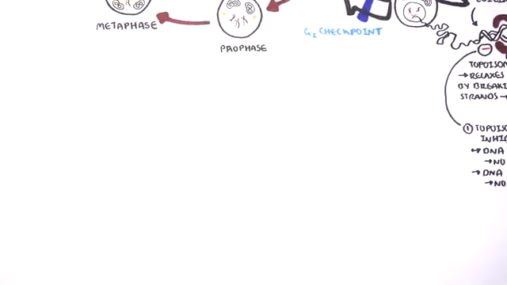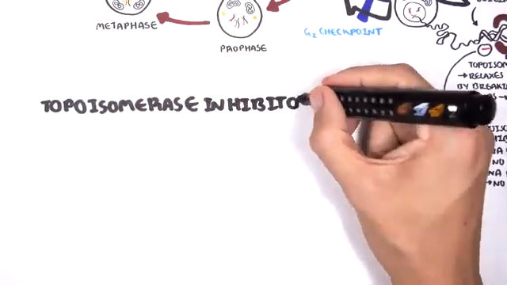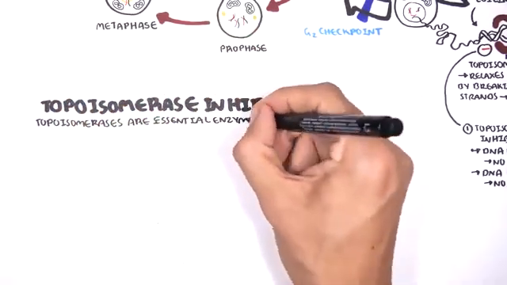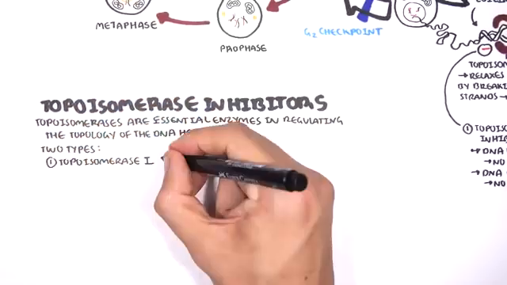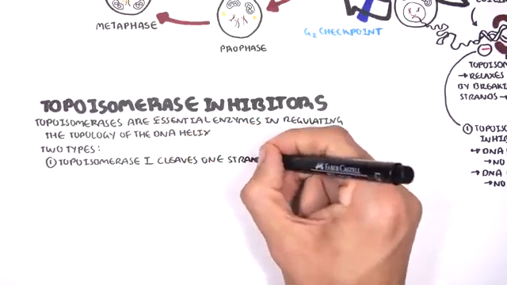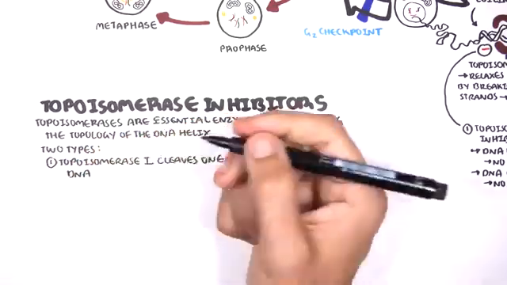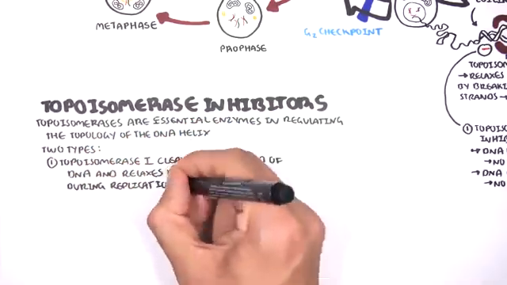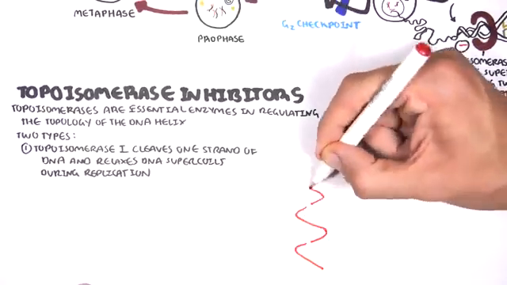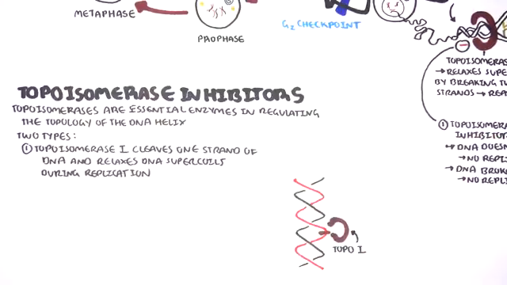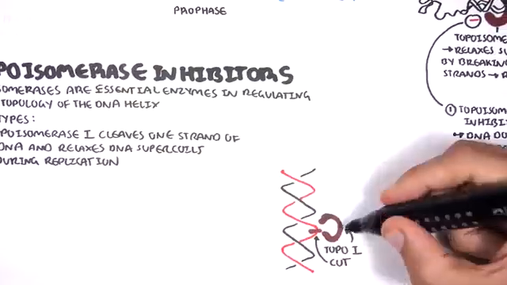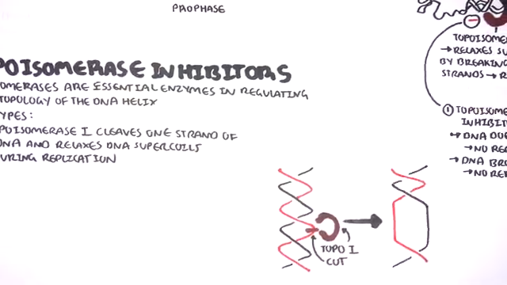The next class of chemotherapy drugs are the topoisomerase inhibitors. Topoisomerases, remember, are essential enzymes in regulating the topology of the DNA helix. There are two types of topoisomerase: topoisomerase 1 and topoisomerase 2, which we have already talked about. Topoisomerase 1 cleaves only one strand of the DNA and relaxes DNA coil during replication. Here is a DNA double helix. Topoisomerase 1 will clip one strand and then unwind it and attach it, causing one less coil.